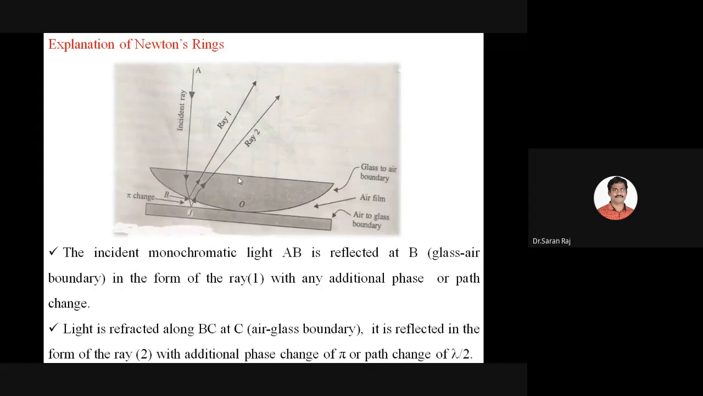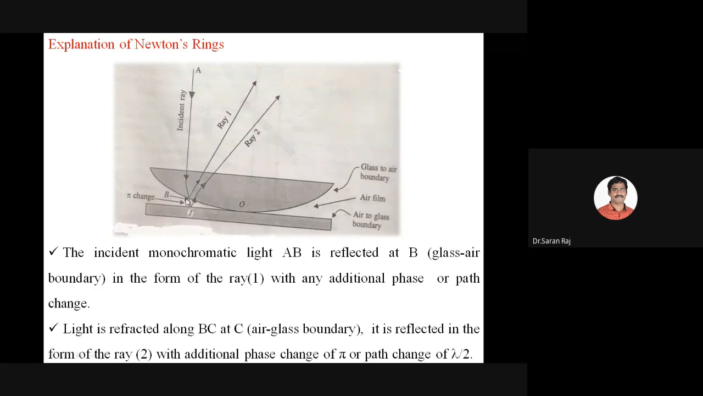Okay, so the Newton's rings are formed due to interference between the light rays reflected from the top and bottom surfaces of the air film between the plate and the lens. In the formation of Newton's ring, a part of the incident monochromatic light, that is from A to B, we consider the point B. From A to B it is reflected at B. At point B it is reflected. That is ray 1.